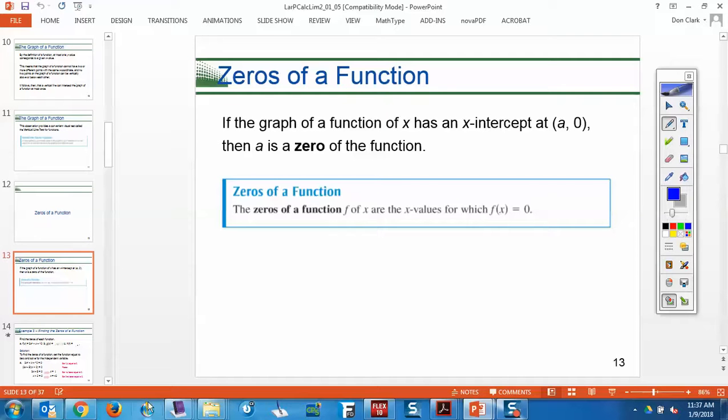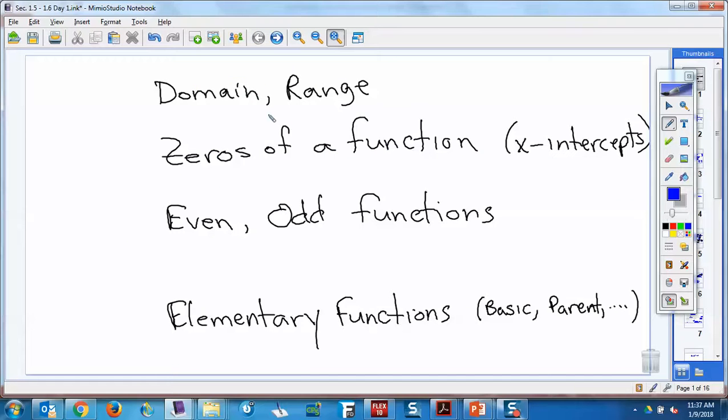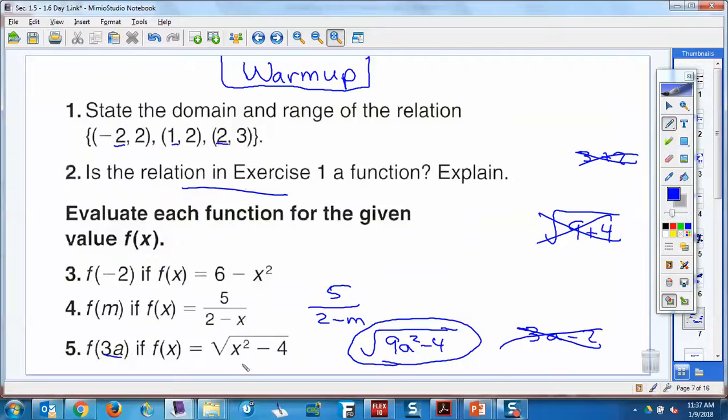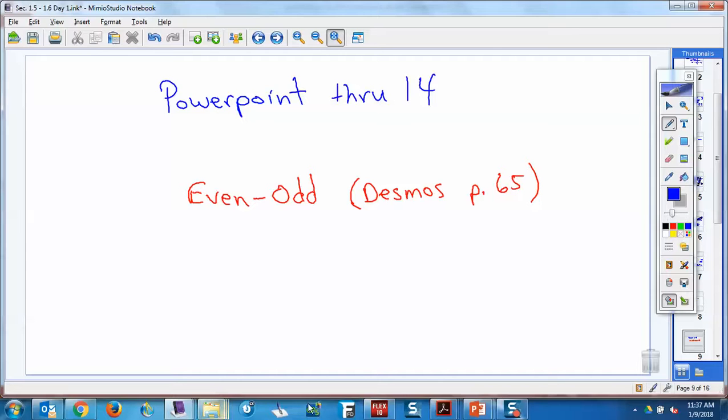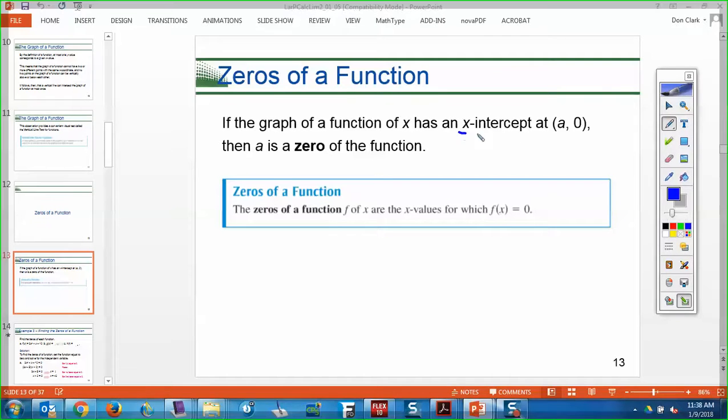So we've talked about domain and range a little bit. If we go back to what we talked about at the beginning of class, we said we want to talk about domain and range. We did that a little bit. Now we want to talk about zeros of a function. The zeros of the function are the values where f of x equals 0. That is the y equals 0. Well, that's the same as x-intercept. So zeros of a function are the same as the x-intercepts of the equation.